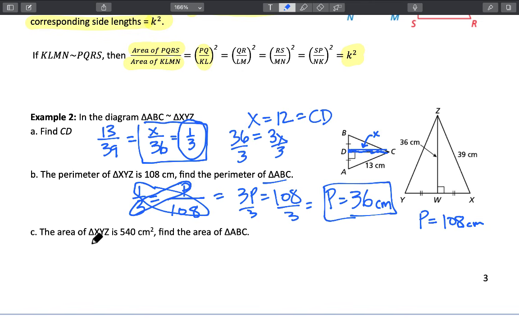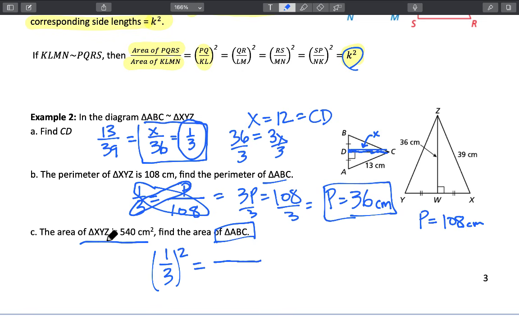Next, we want to find the area. We are told that the area of triangle XYZ is 540 centimeters squared. We want to find the area of triangle ABC. Okay, so very similar to how we set up part B with perimeter, we're going to set up the same thing for area. But keep in mind that scale factor, which was 1/3, now needs to be squared, because our areas are going to differ by the corresponding side lengths squared, or our similarity ratio squared. So we're going to square that similarity ratio and set that equal to the ratio of our two areas.